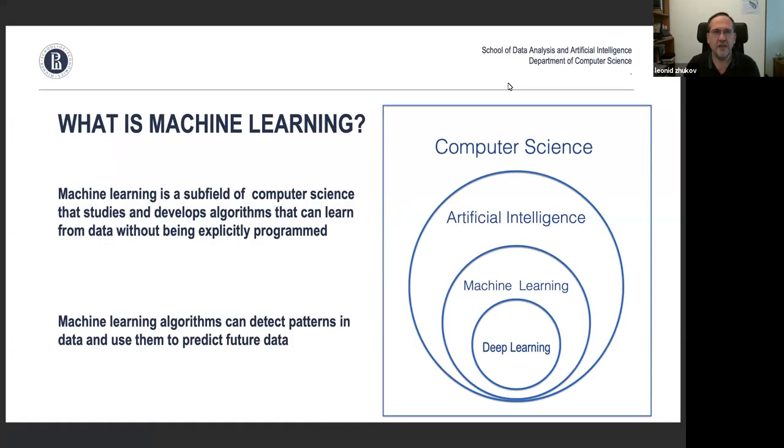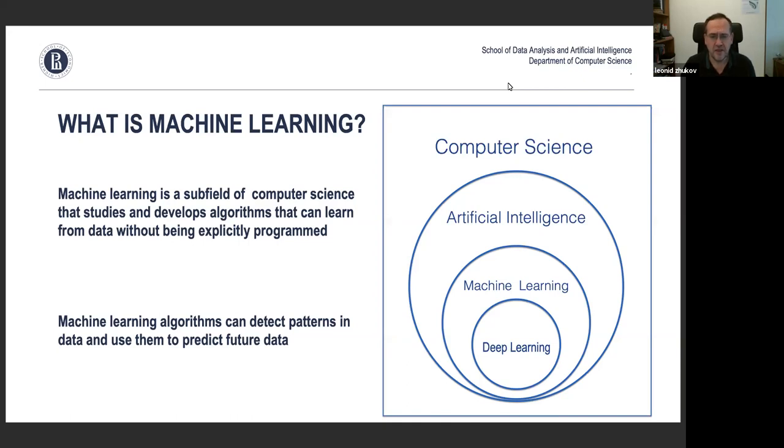So first of all, what is machine learning? Machine learning in general is just a subfield of computer science that studies and develops algorithms that can learn from data without being explicitly programmed. And I'm gonna talk about this a little bit more on the next slide, what it actually means to learn from data without being explicitly programmed, so how machine learning algorithms are different from traditional software. But in general, these are algorithms that can analyze data and detect patterns in that data.